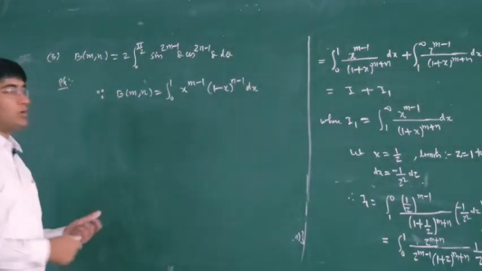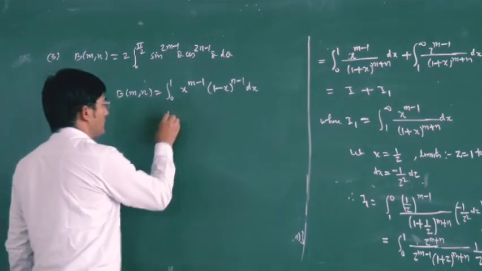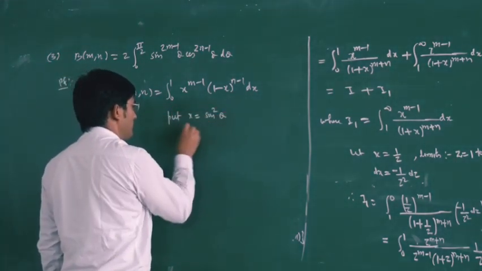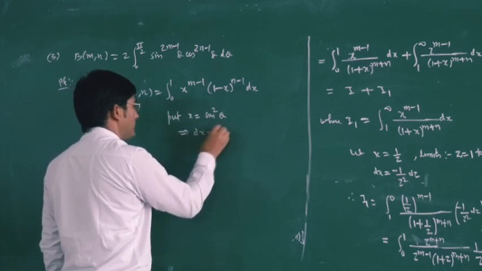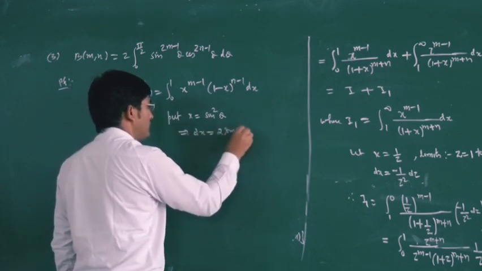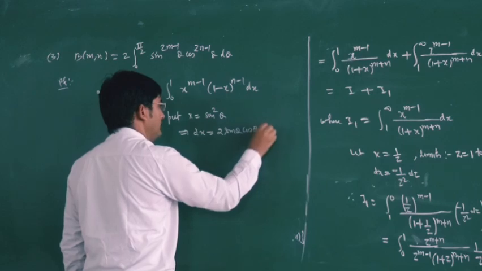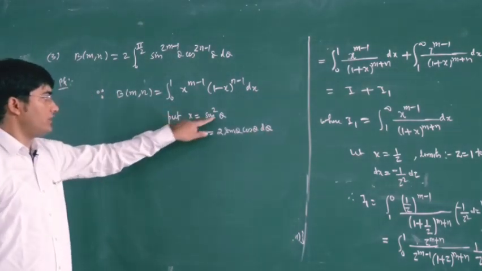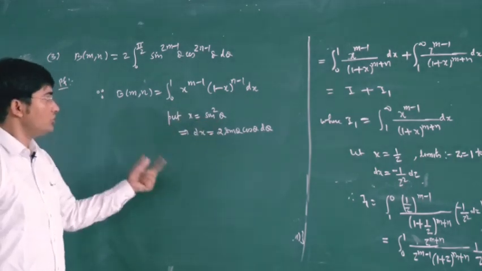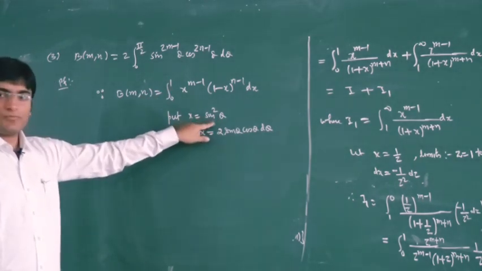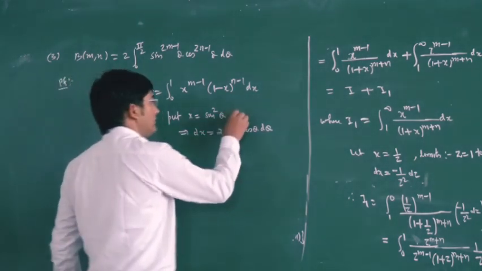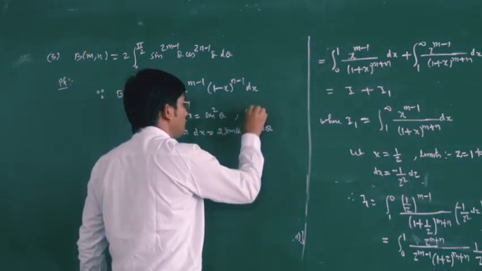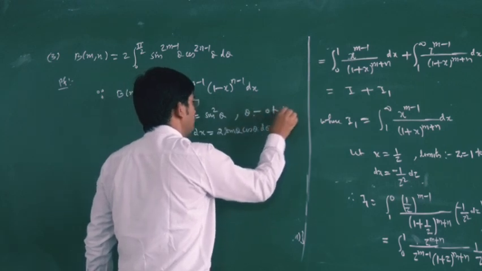So put x equal to sin square theta. So if x equals sin square theta, then your dx will be 2 sin theta cos theta d theta, the differentiation of sin theta being cos theta. And your limits: if you put x equal to 0, then we have theta equal to 0, and if x is 1, then sin theta will be 1, so we have theta equal to pi by 2. So theta varies from 0 to pi by 2.